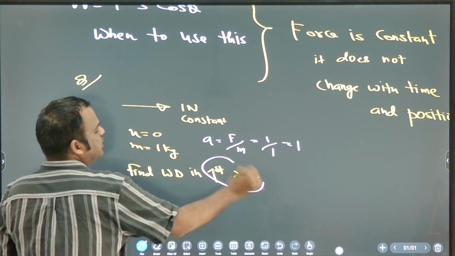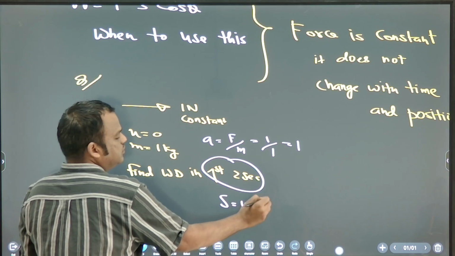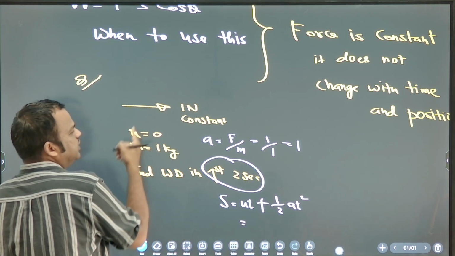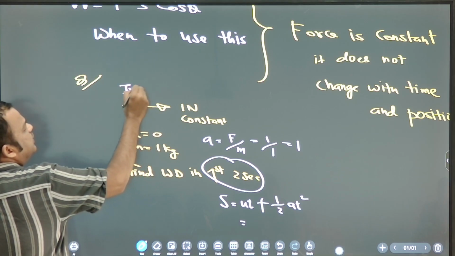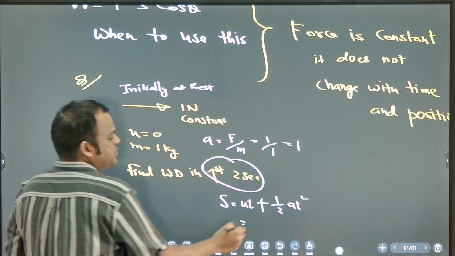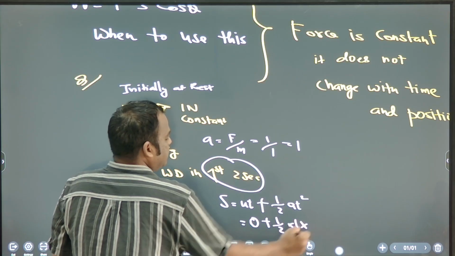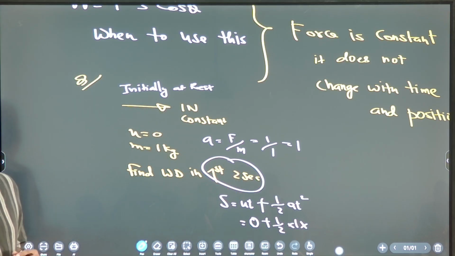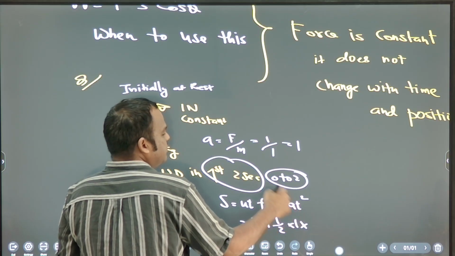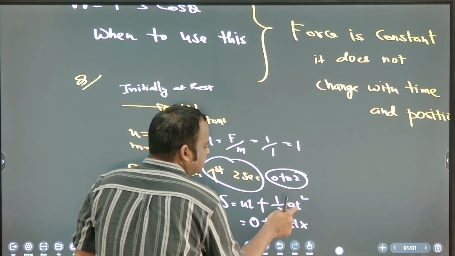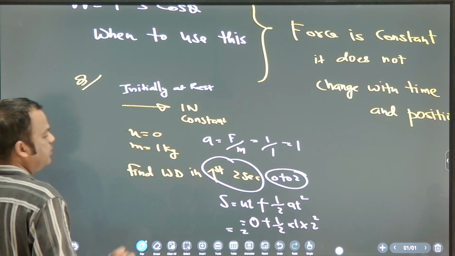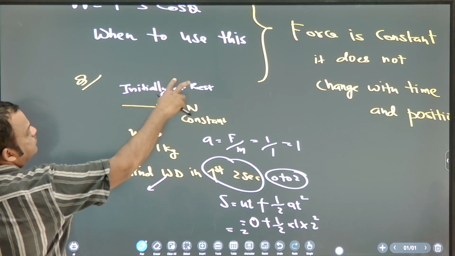Now calculate displacement. How to calculate displacement? S is equal to ut plus half at square. Very good. U is 0, initially at rest. Half into 1 into time. First 2 seconds means 0 to 2, so total time duration is 2. So 2 squared. So what is the displacement? 2 meter.